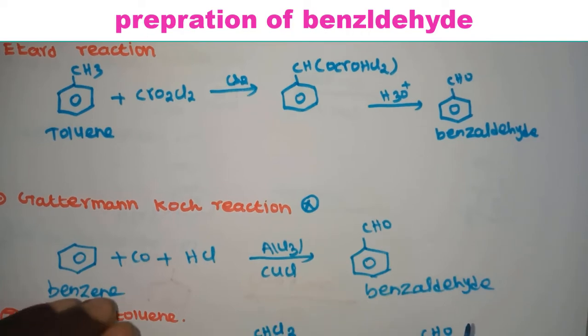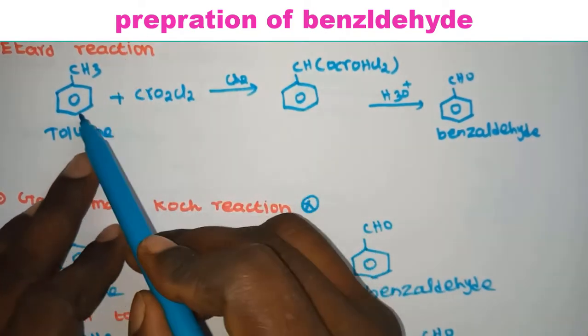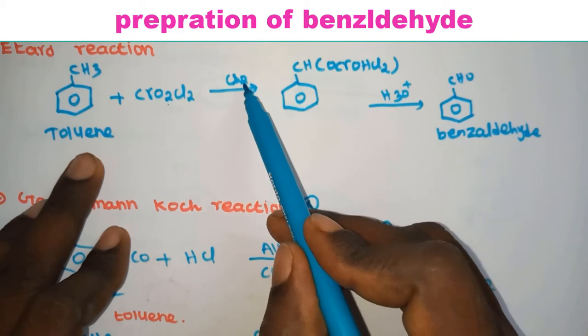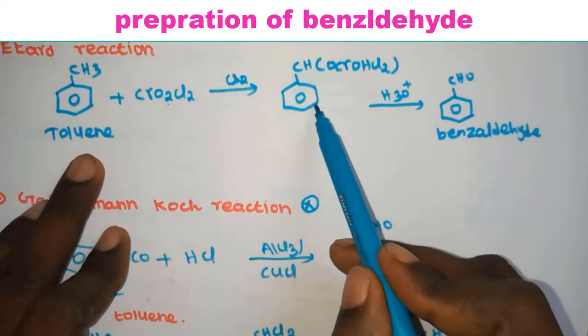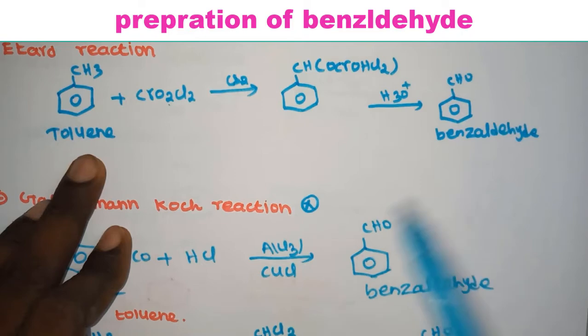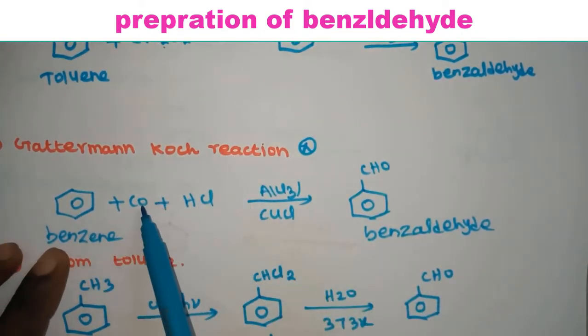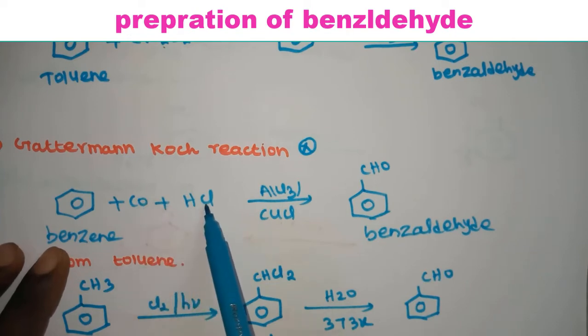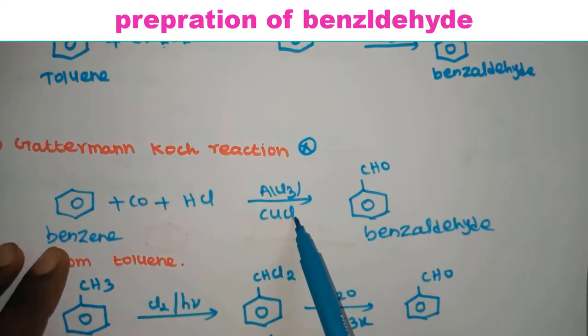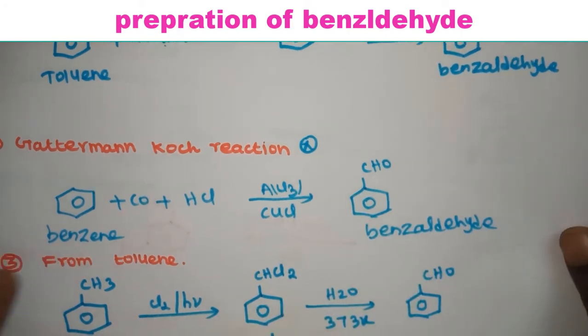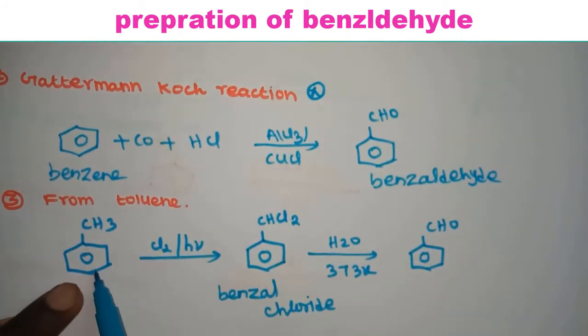Three methods are given for the preparation of benzaldehyde. First, Etard reaction: toluene reacts with chromyl chloride in the presence of carbon disulfide, forming an intermediate that on hydrolysis gives benzaldehyde. Second, Gattermann-Koch reaction: benzene reacts with carbon monoxide and concentrated HCl in the presence of AlCl3 and CuCl to form benzaldehyde. Third, toluene reacts with chlorine in sunlight to form benzal chloride, which on hydrolysis at 373 Kelvin forms benzaldehyde.